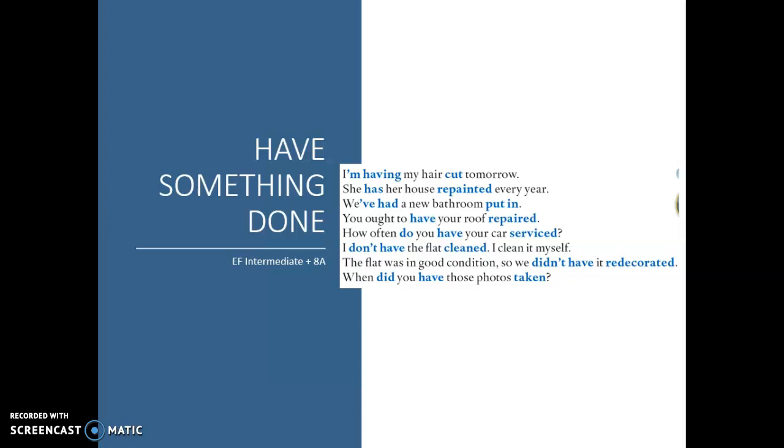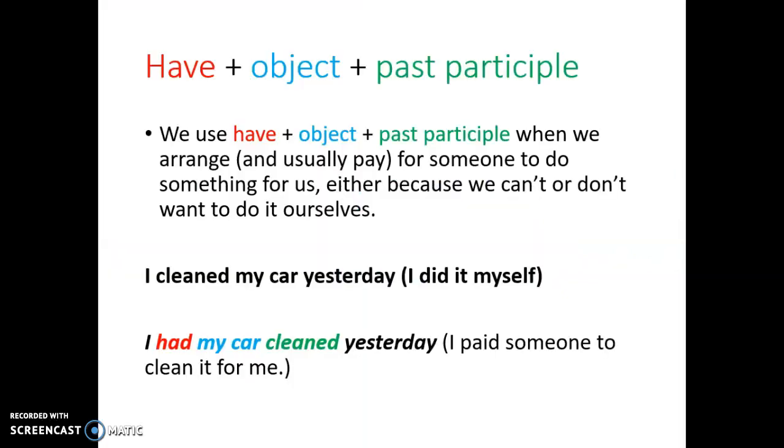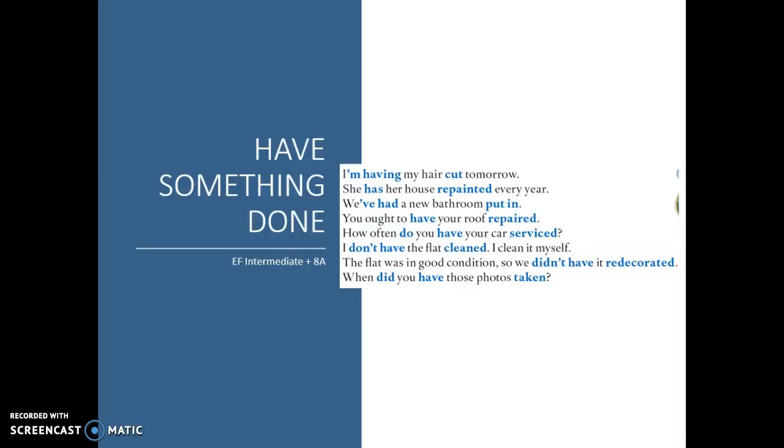Well, have something done is a similar structure to a passive. The main difference is that instead of having the auxiliary verb be, we're going to have the auxiliary verb have. But actually, have is not an auxiliary verb. We're going to see that in a minute. So before we continue, a couple of examples of have something done can be, I'm having my hair cut tomorrow.